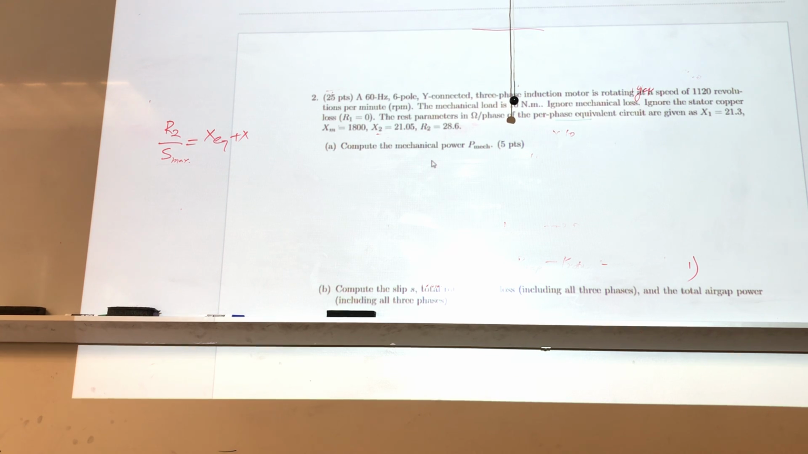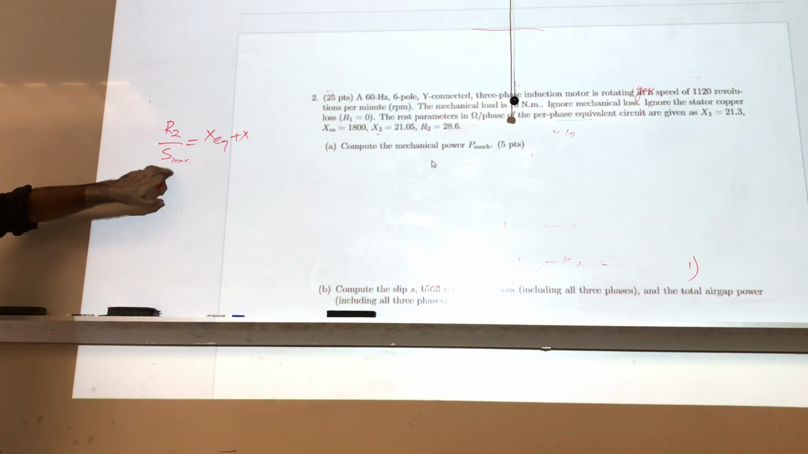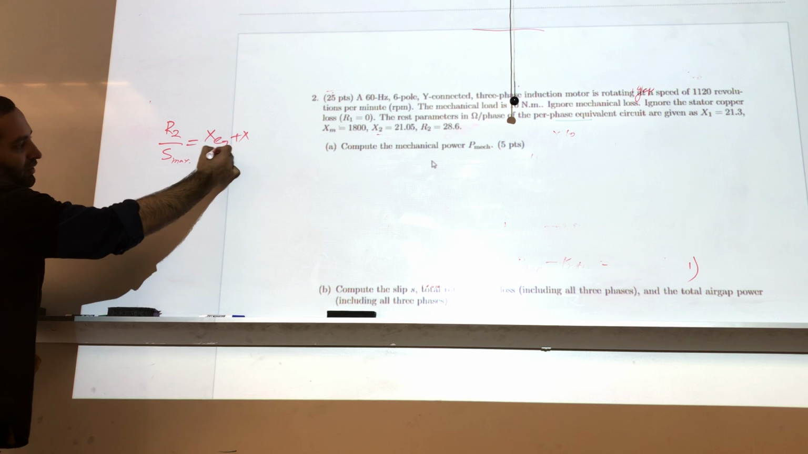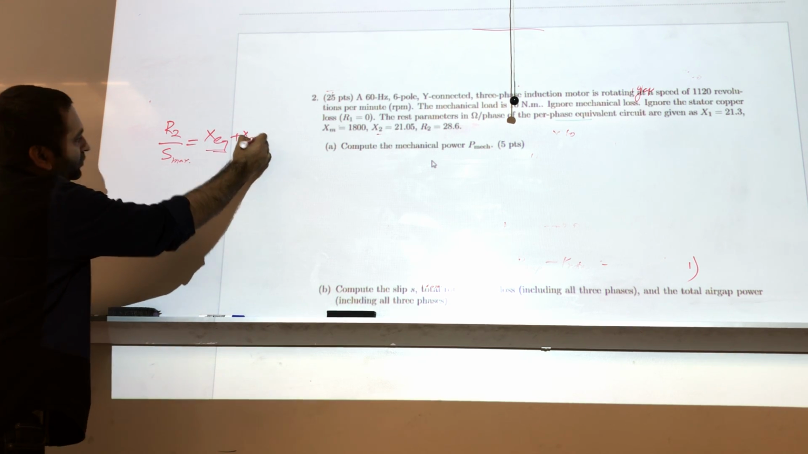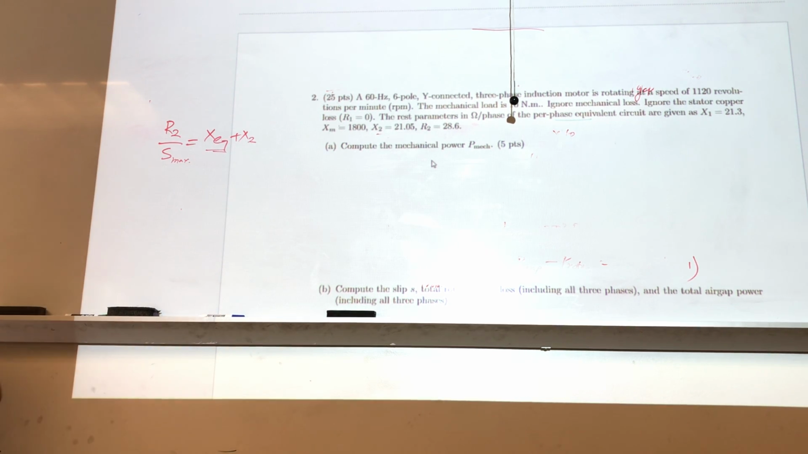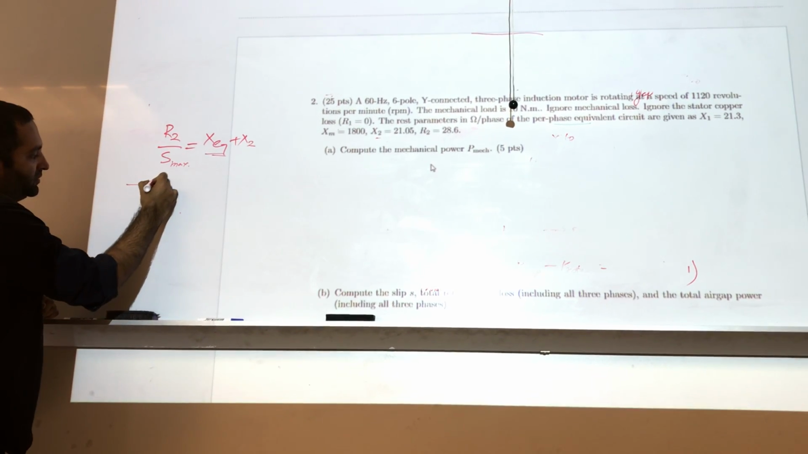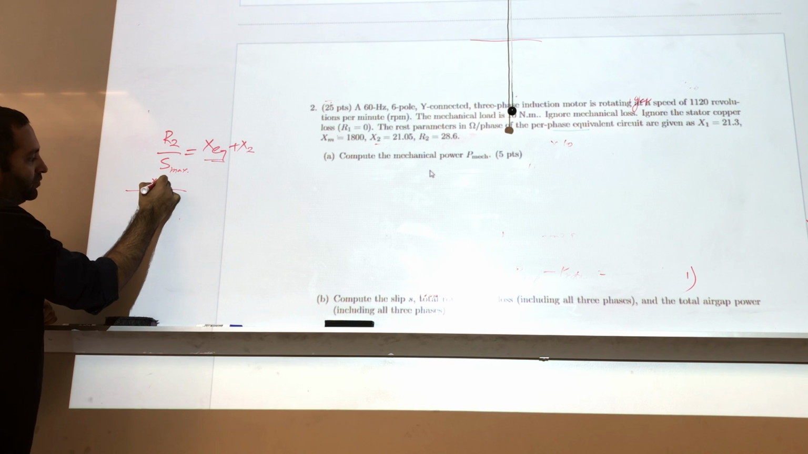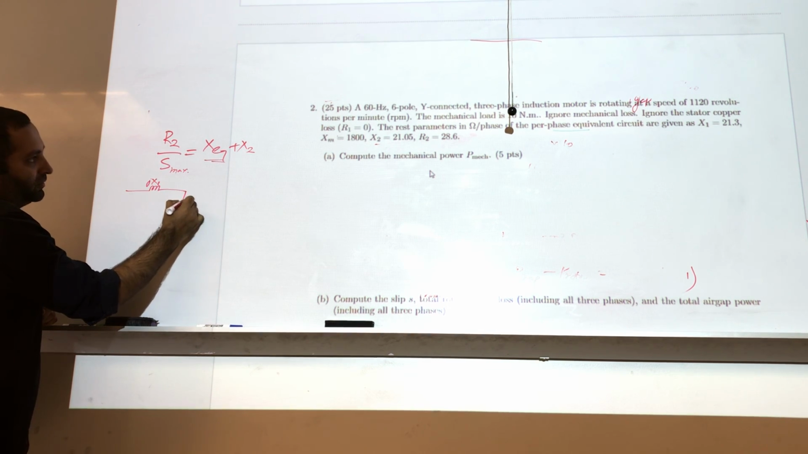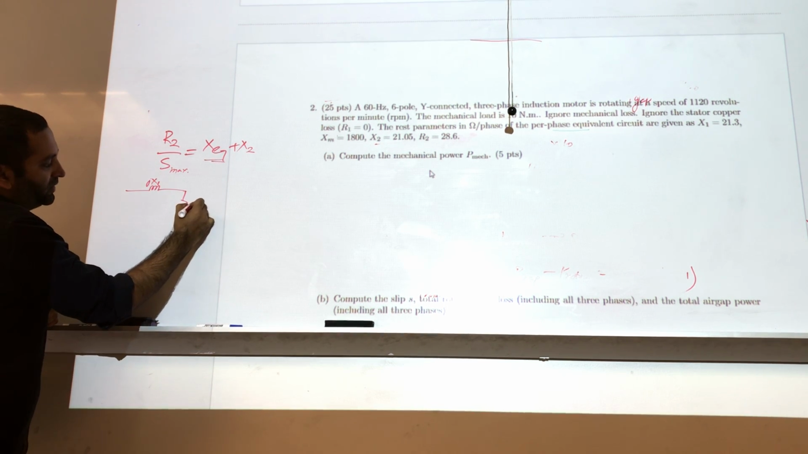So here you have to do the equivalent circuit because it's asking you to find S max and you don't know X equivalent. This is X2 and this is R2. So if I just draw the circuit, what is it? It's just jX1 and this is jXM.